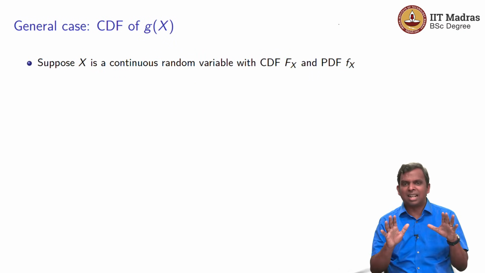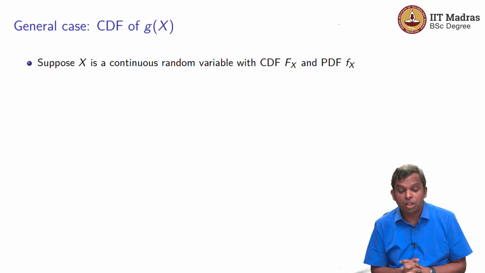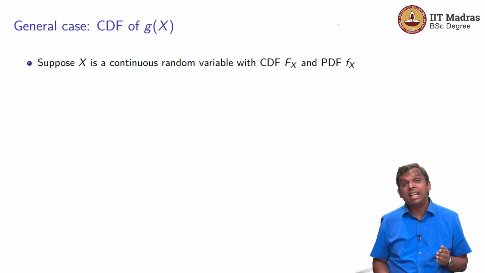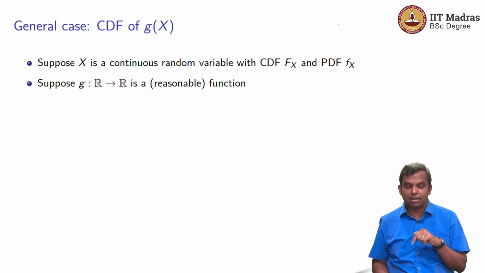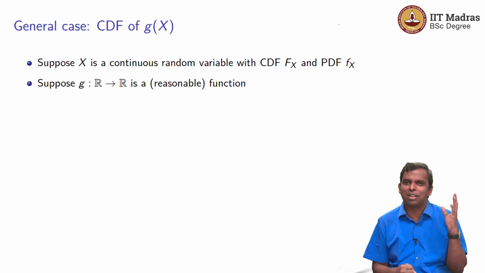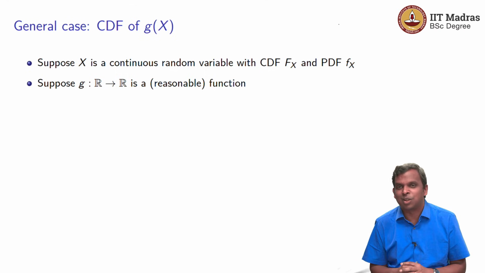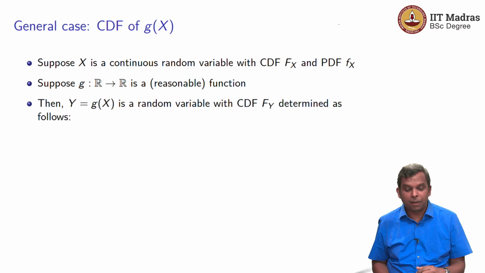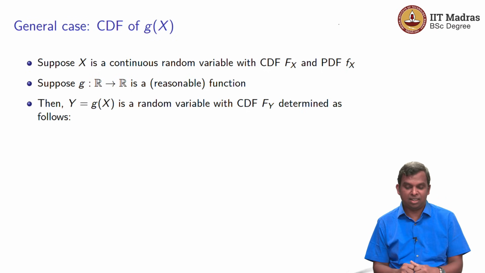Let me just summarize in general what you do. Supposing you have a random variable X with CDF capital F_X and PDF small f_X, and you want to find the CDF of a function of X, g of X. g is a function, it has to be a reasonable function. Most functions that we consider will be reasonable, but it turns out there are very unreasonable functions in mathematics. Anyway, let's not worry about that too much. So g is a nice function. You can take it as a very simple function if you like. So Y equals g of X will also be a random variable once g is a reasonable function.